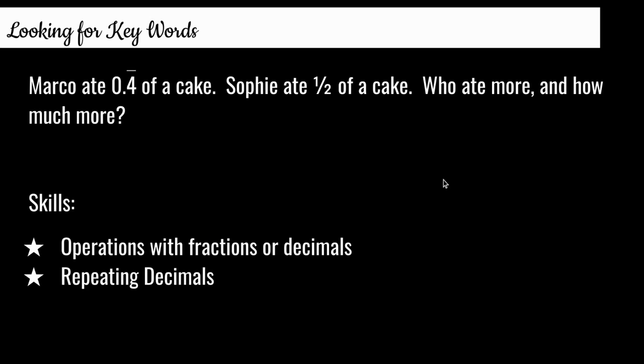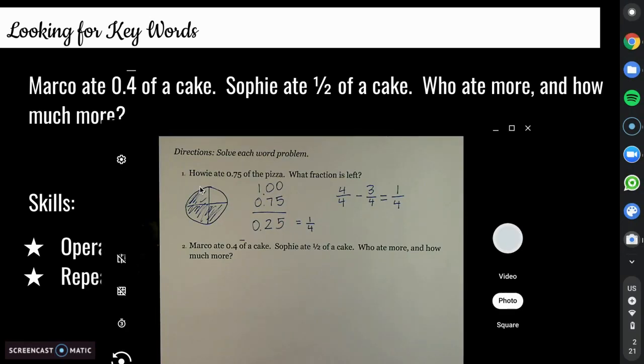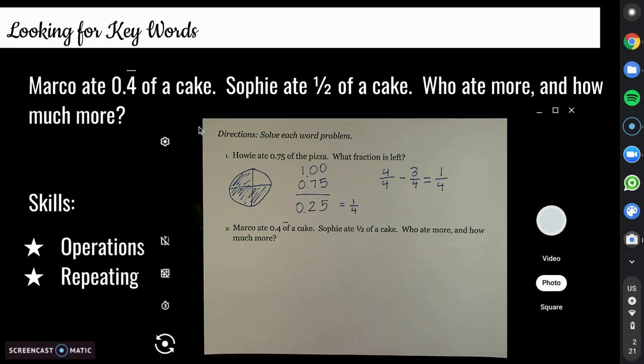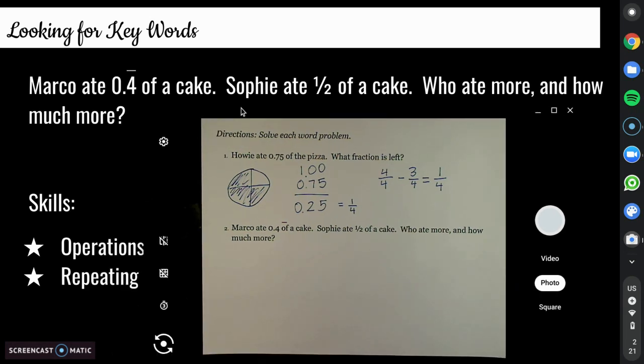On my paper, I'm not sure about yours, but on my paper, the little vinculum is off from where it's supposed to be. It should be over the 4, but on the slide it's right. Mark ate 0.4 repeating of a cake. Sophie ate 1/2 of a cake. Who ate more and how much more?